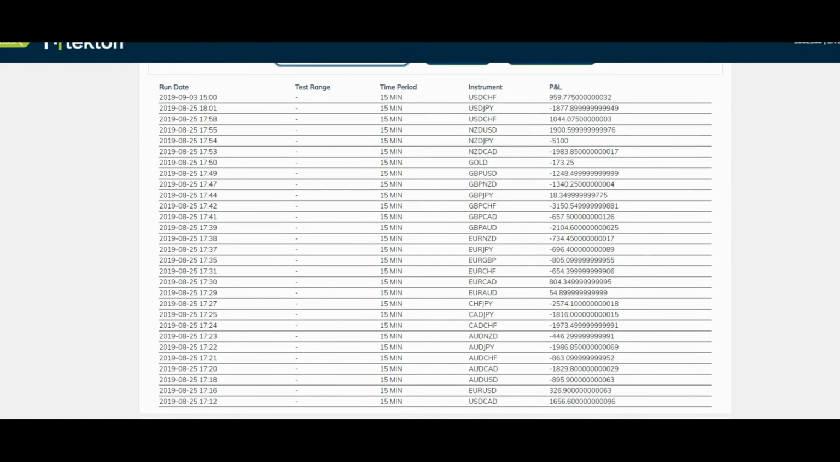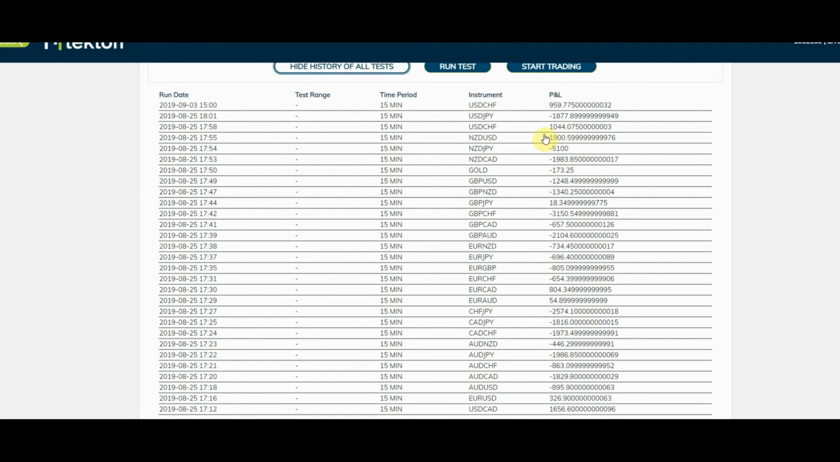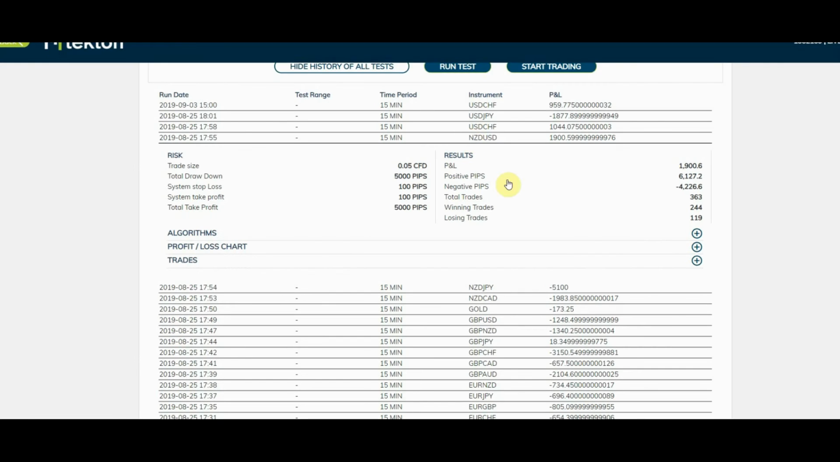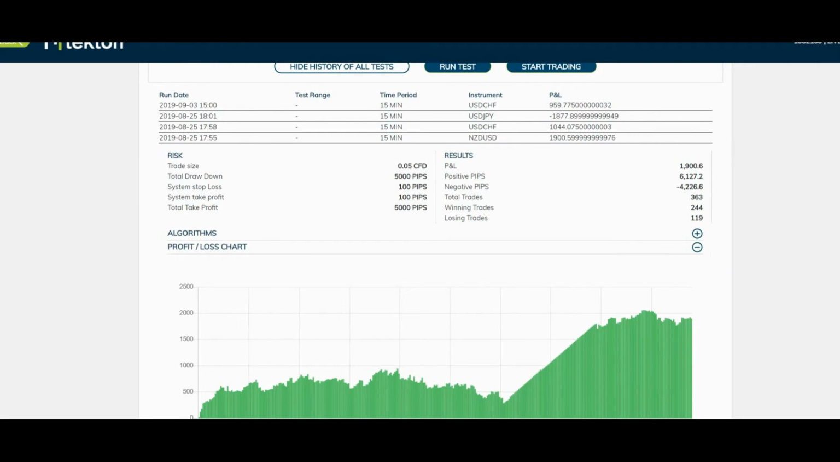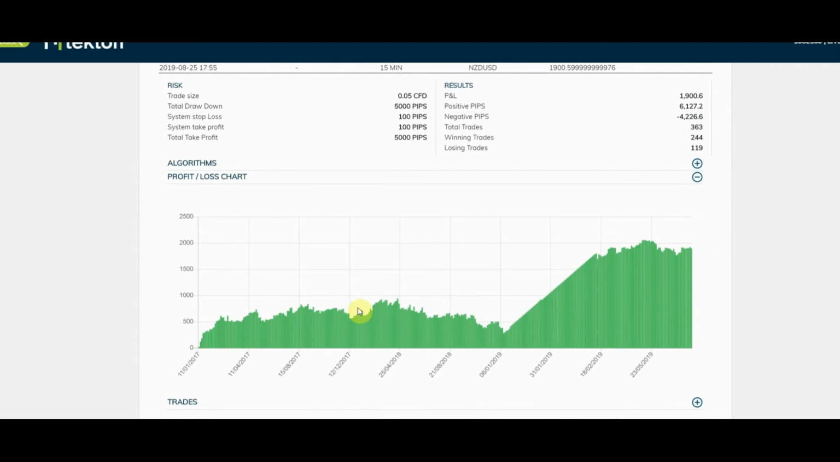And as you can see, we've got some pretty good results here. There's one here on New Zealand dollar, US dollar. This is the algorithm, and there's the profit loss chart. You just heard another trade trigger out there. So you can see there's the equity curve over the last sort of, this year has been very strong. But overall over the last couple of years it's been pretty good.